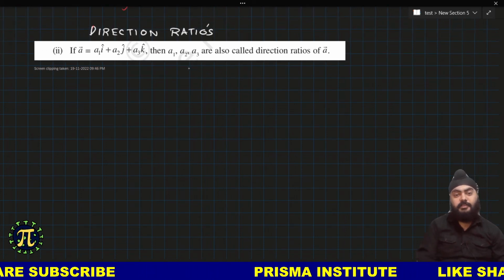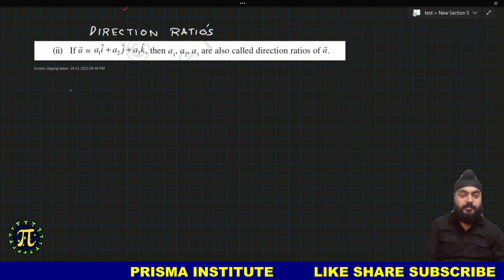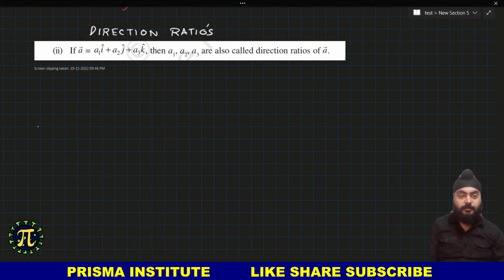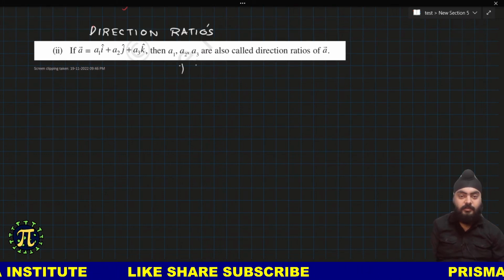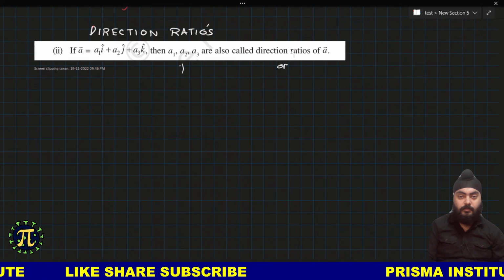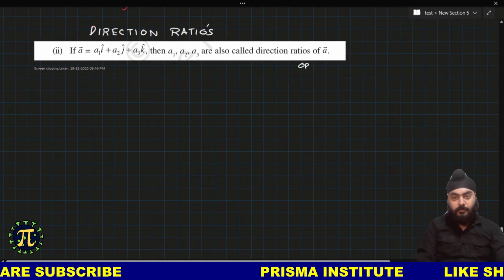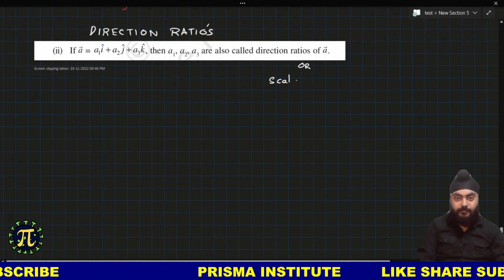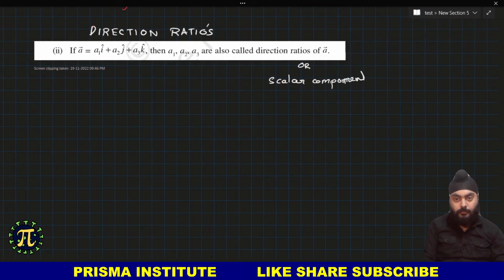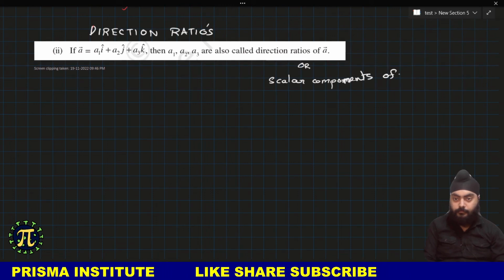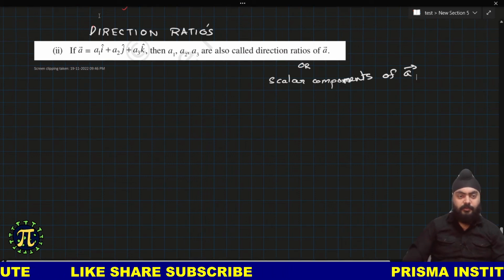So nothing is here. These direction ratios are basically the scalar components. If you have a vector a1 i cap plus a2 j cap plus a3 k cap, then a1, a2, a3 are called the direction ratios, and these are also the scalar components of the vector. So nothing very difficult here.